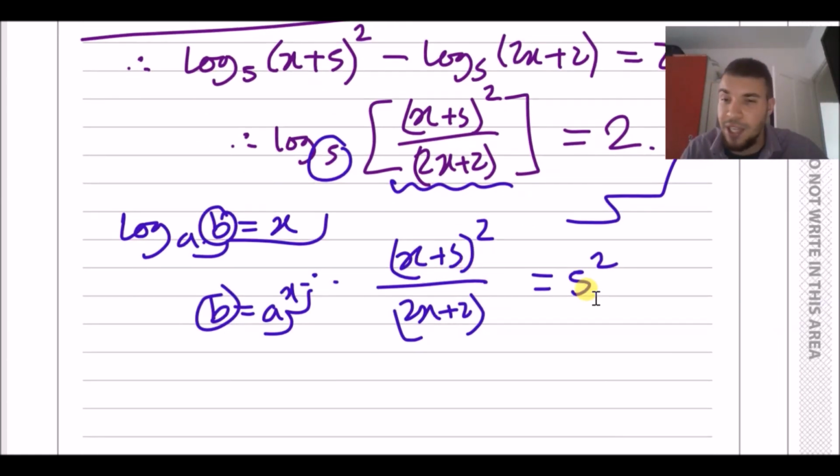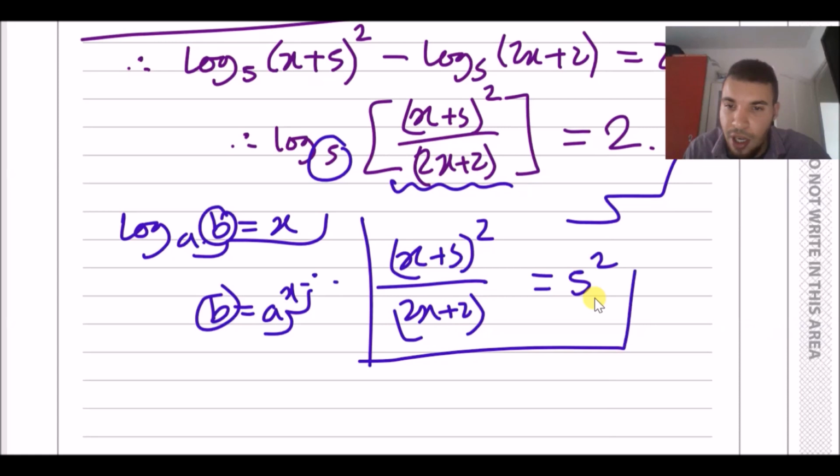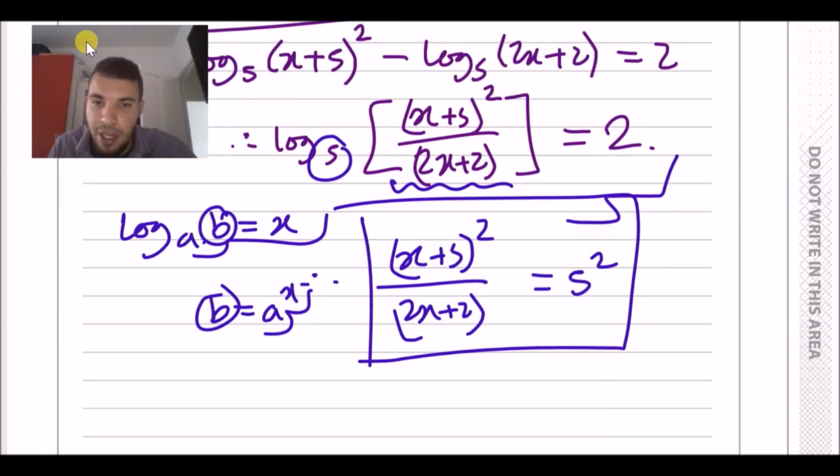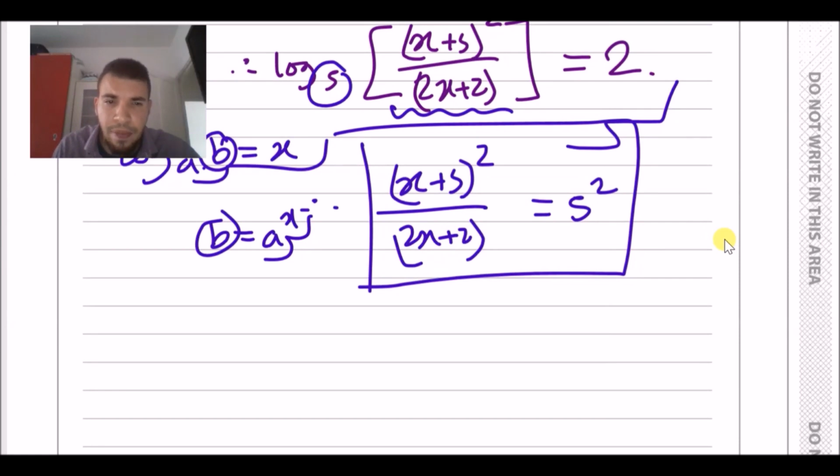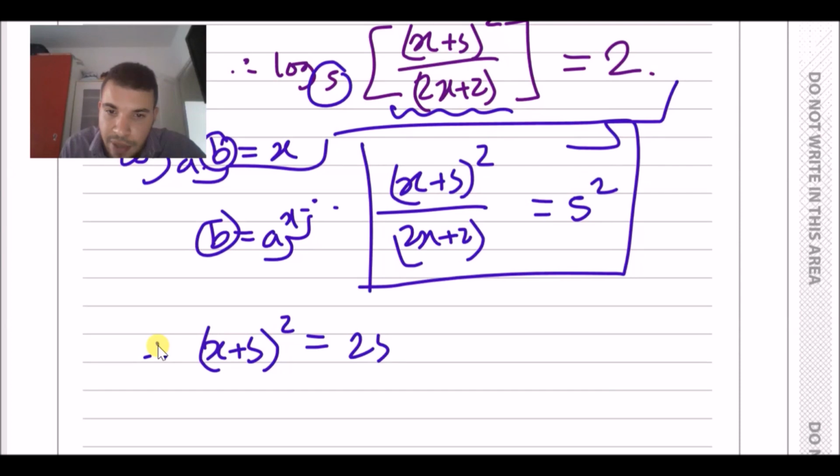So now this is just a case of solving this simple fraction equation. So let me just move my face over there. So what can we do here? Well, I guess we can times 2x plus 2 across. And oh yeah, 5 squared is 25. So we can say we've got x plus 5 squared equals 25 times 2x plus 2.